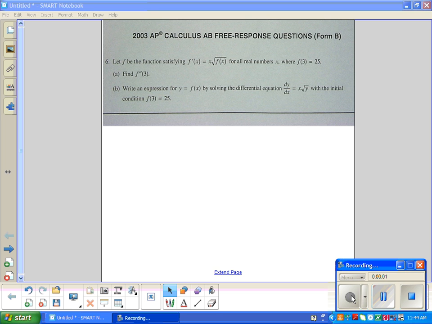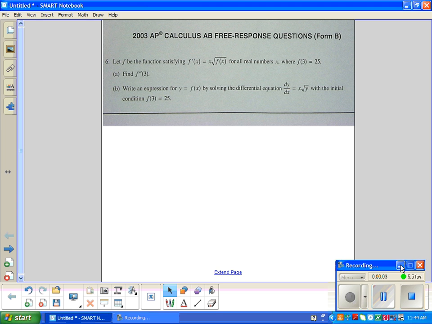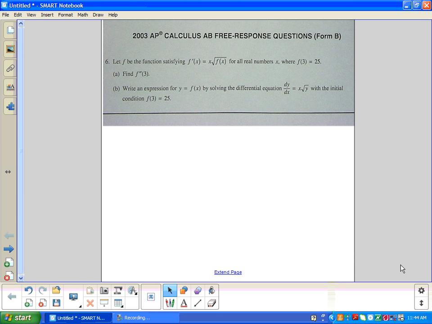So what we have here is AP Calc. 2003 is the year. Form B, this is question 6. It says let f be a function satisfying f prime of x equals x times the square root of f of x for all real numbers x, where f of 3 equals 25. So it gives you the derivative and an initial condition. Do we agree? And it says find f prime prime of 3.